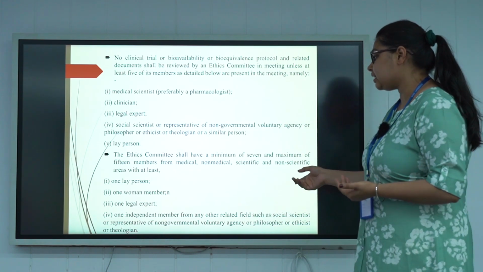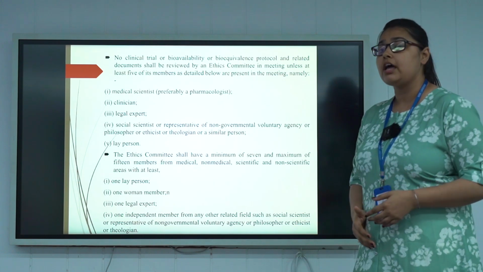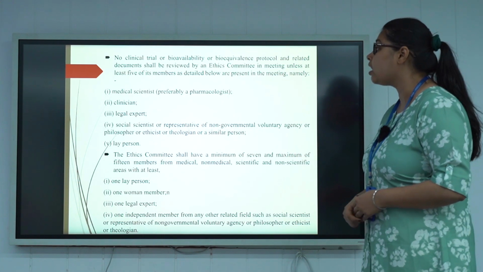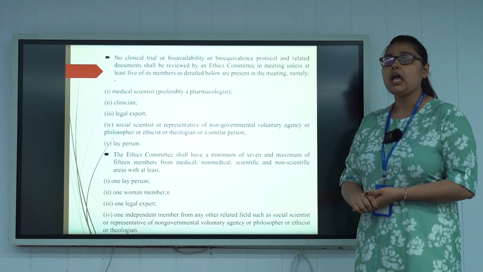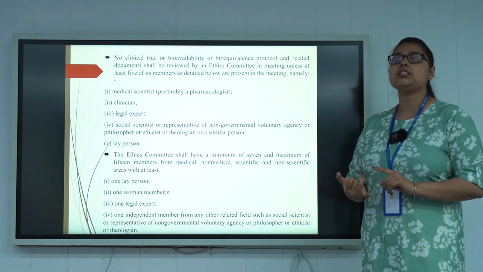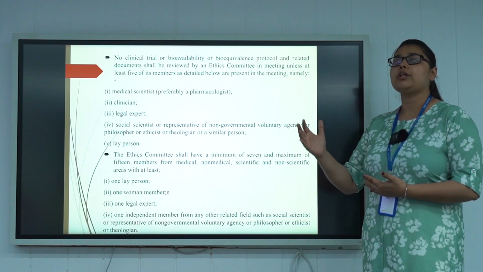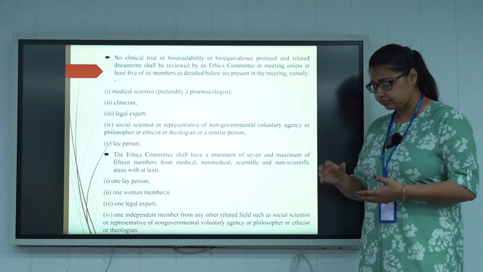So the ethics committee should have a minimum of 7 members and a maximum of 15 members, which include medical, non-medical, scientific and non-scientific members. Out of all the members present in the ethics committee, 2 members should always be non-affiliated. One is the chairperson and one is the layperson. Non-affiliated means that they should not be from the university or the organization which has this ethics committee.